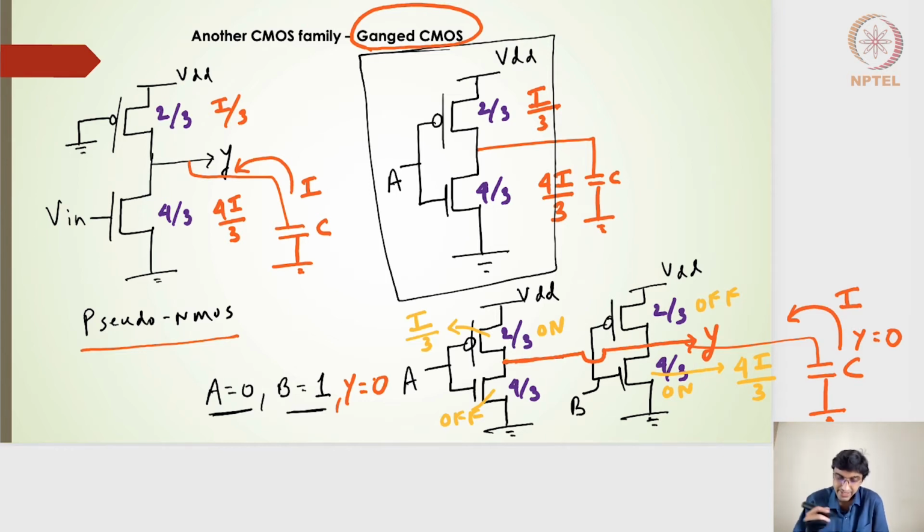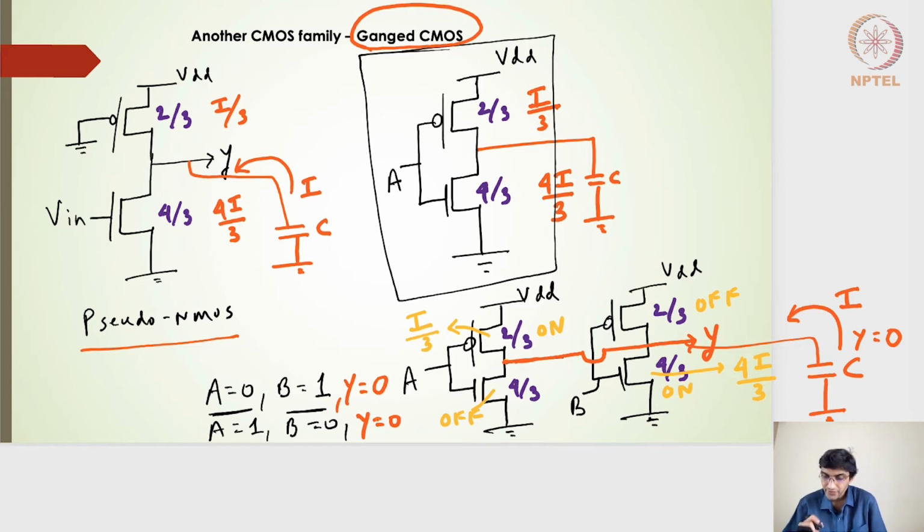And similarly, if I take another combination of A is equal to 1 and B is equal to 0, I will have on the B side the PMOS transistor on, and on the A side the NMOS transistor on. The A side NMOS transistor has a better current strength than that of the B side PMOS transistor, and thereby my output voltage will eventually be discharged to 0, and I can say that Y should be 0 here also.